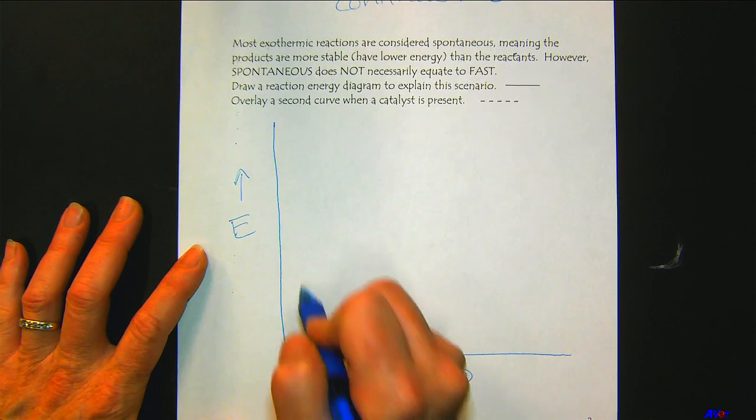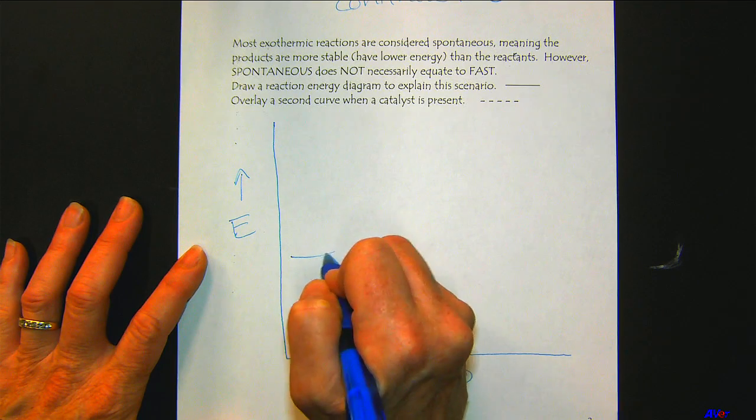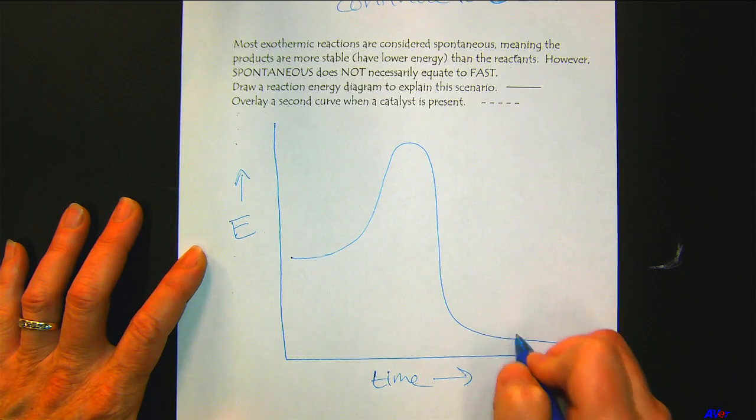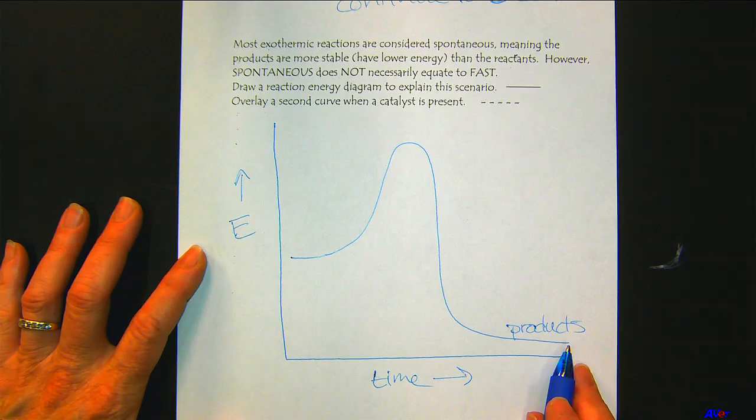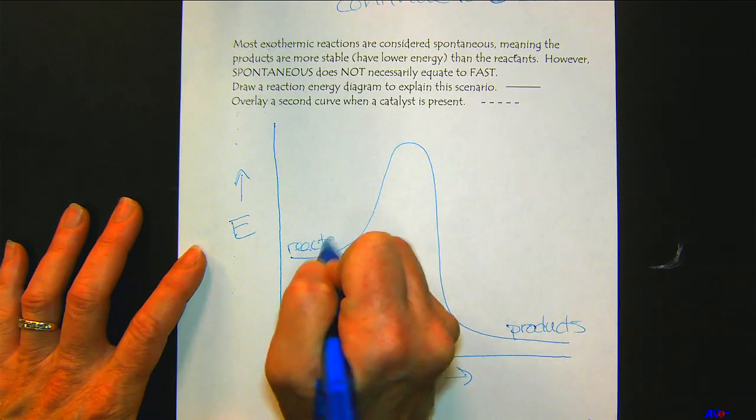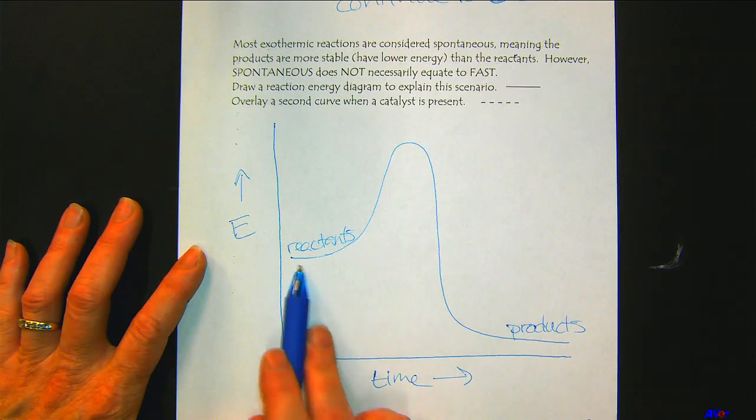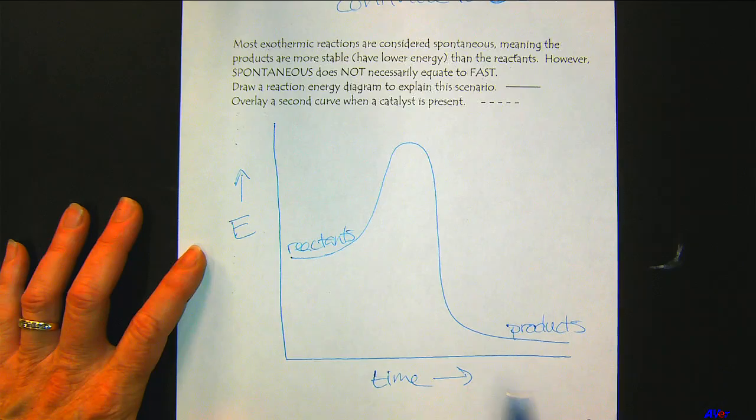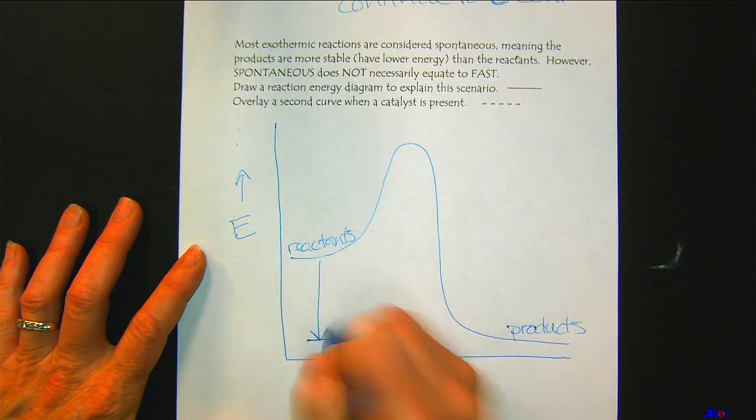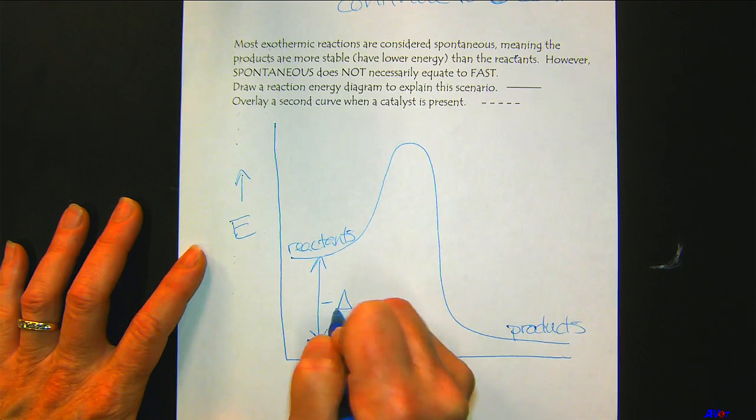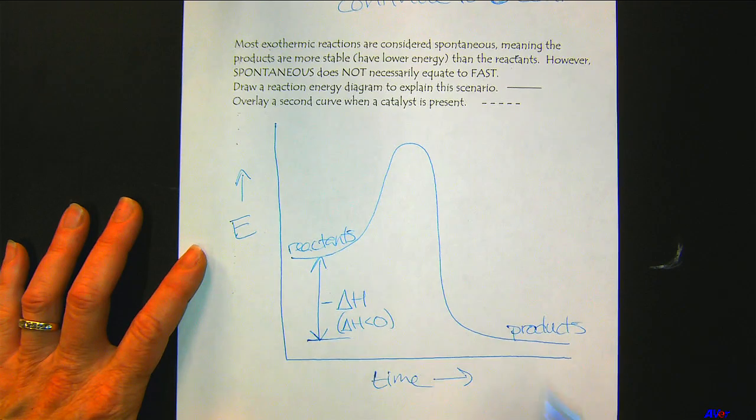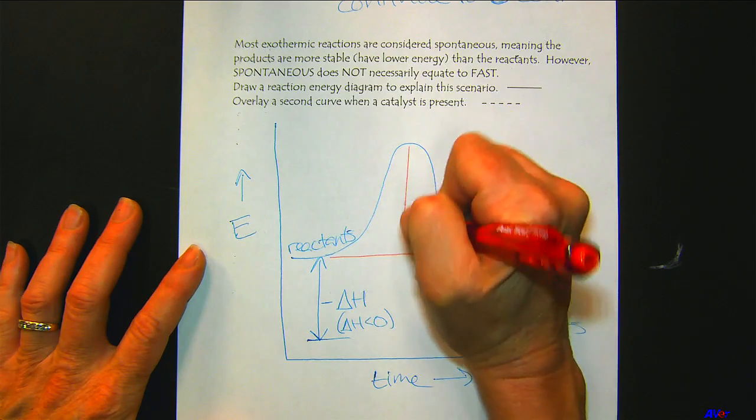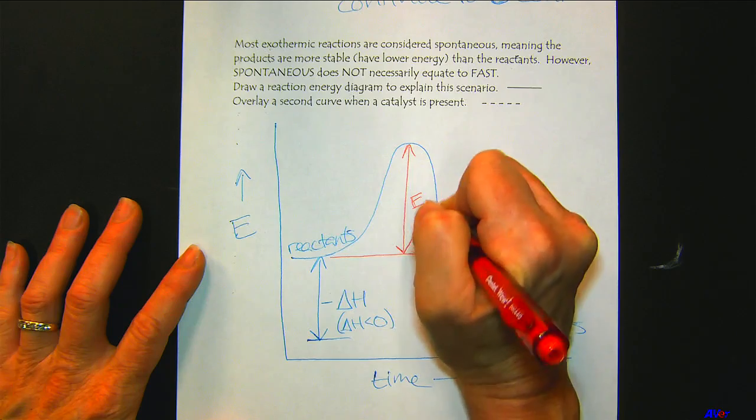So let's do this. We'll put exothermic. Our products are lower in energy, more stable, than our reactants. Of course, if I gave you an actual reaction, you'd show the chemical formulas. Exothermic means that this energy is going to be released, so we put minus delta H, or delta H less than 0. Two ways to show that. Then right here is our activation energy, our E sub A.